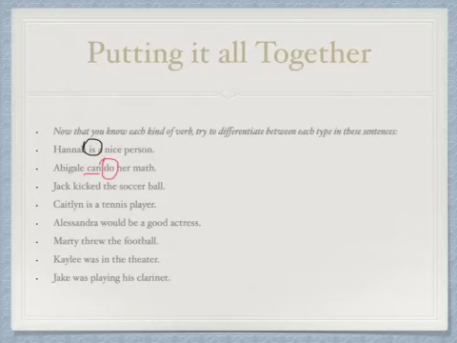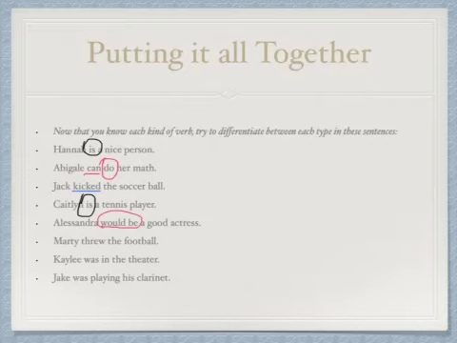In the sentence, Jack kicked the soccer ball, the verb is kicked, and that is an action verb, because you can get up and physically kick a soccer ball. In the sentence, Caitlin is a tennis player, is the linking verb, because it is a form of be, as in the first sentence. In the sentence, Alessandra would be a good actress, the verb is would be. This is a linking verb.